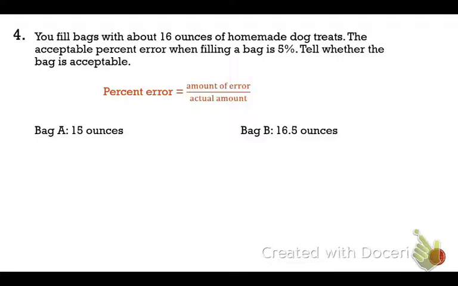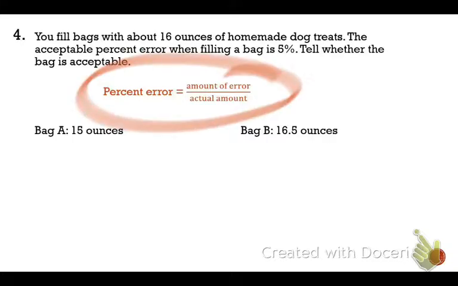So once again, here's our formula. The percent of error is found by taking the amount of error divided by the actual amount it was supposed to be. How do I find the amount of error? If it was supposed to be 16 ounces, but I put in 15 ounces, how do I find the amount of error? No, this is going to be this right here. I'm finding the amount of error. How do I find the amount of error?